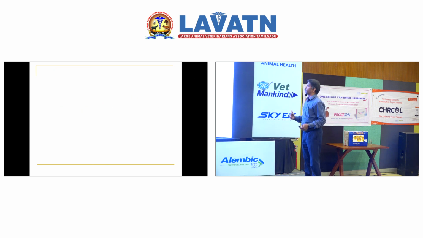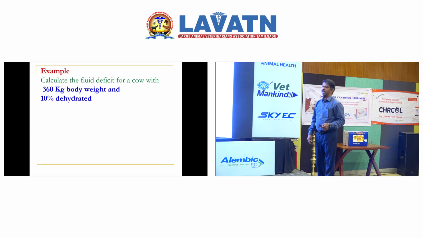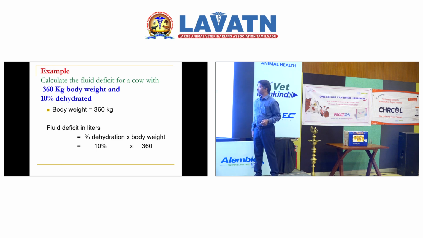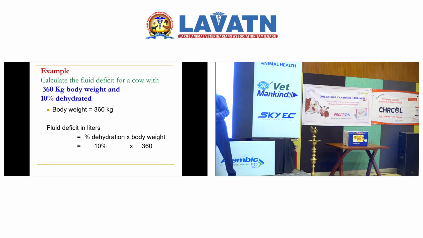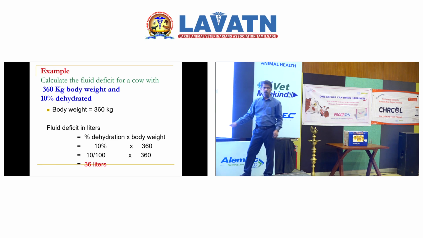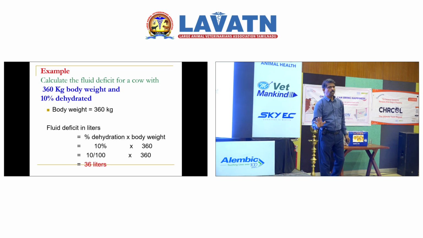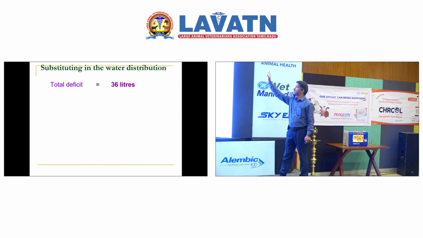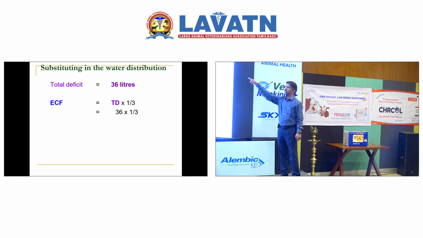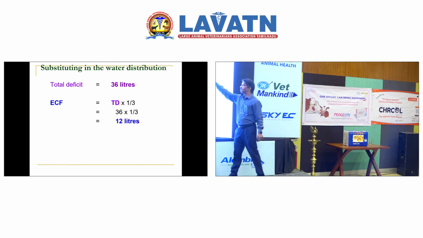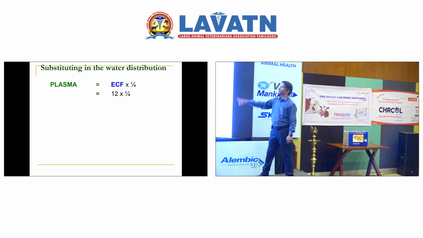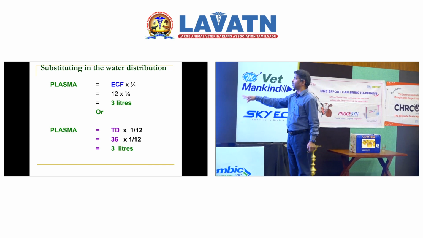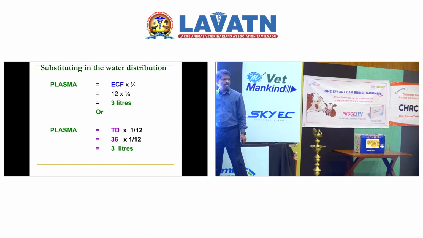Having known that, just substituting with an example: a 360 kg body weight animal, 10% dehydrated. The known fact is 360 kg; fluid deficit is percentage deviation times body weight. Percentage is 10 divided by 100, times 360. So that is equal to 36 liters. This cattle requires 36 liters. That is the deficit. Okay, now how are we going to do it? Substituting with the water distribution. Total deficit is 36 liters. One third is ECF, which is 12 liters. Then coming to the plasma: plasma is 1/4 of ECF, which is 3 liters. Or you can go plasma of total deficit, 1/12 is 3 liters. So in this animal, you pump in 3 liters immediately.